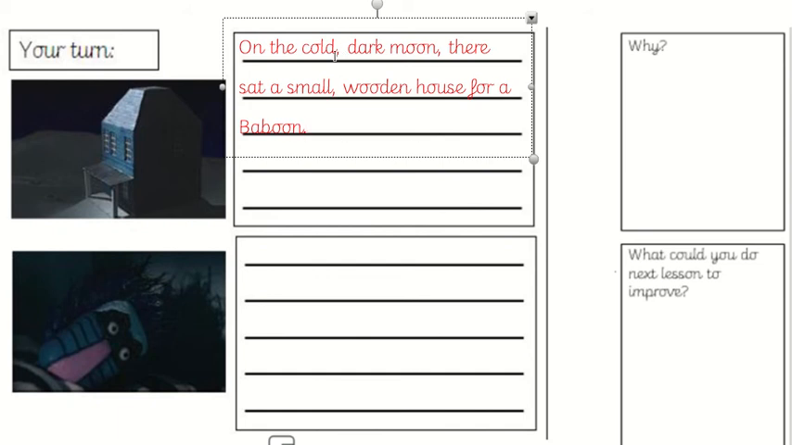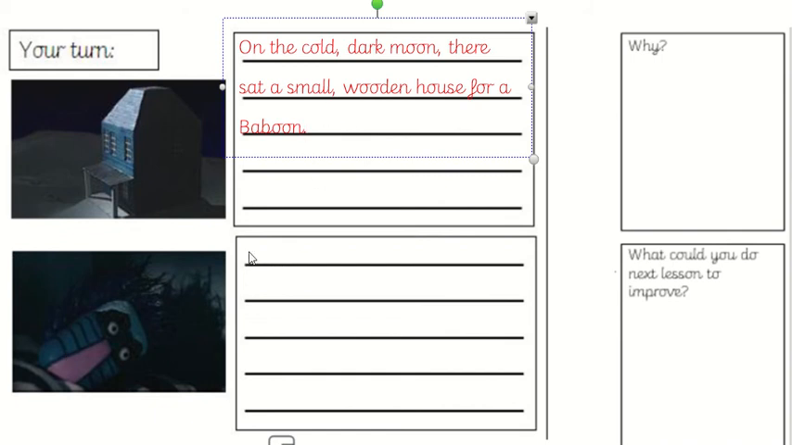Now I've got a comma here, which is splitting up an expanded noun phrase. My comma for my fronted adverbial is here. So on the cold, dark moon, comma, there sat a small wooden house for a baboon. That's my starting sentence. Now, if you want to challenge yourself, I would then type about what I saw next before the baboon wakes up.